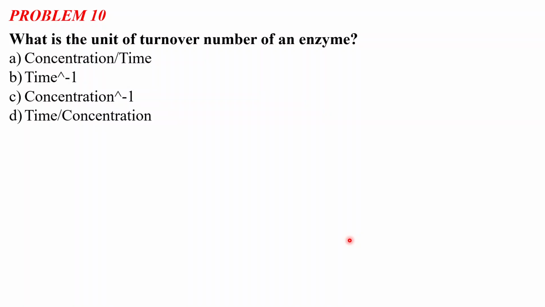Let me know in the chat box. I will give you some time. A, B, C or D. Which of the following do you think is the correct unit of the turnover number of an enzyme? Turnover number is a very important parameter of an enzyme. What is the unit of the turnover number of an enzyme? Concentration per time, time inverse, concentration inverse, or time per concentration.